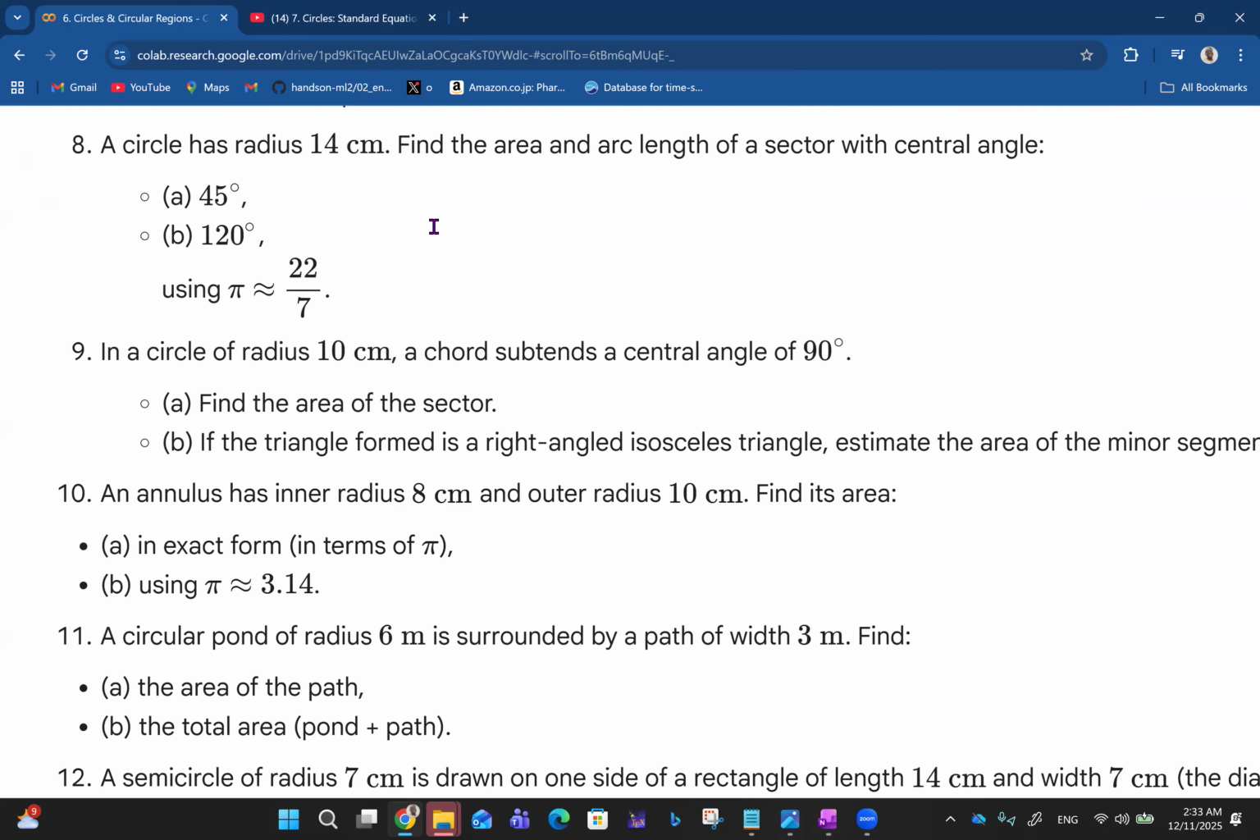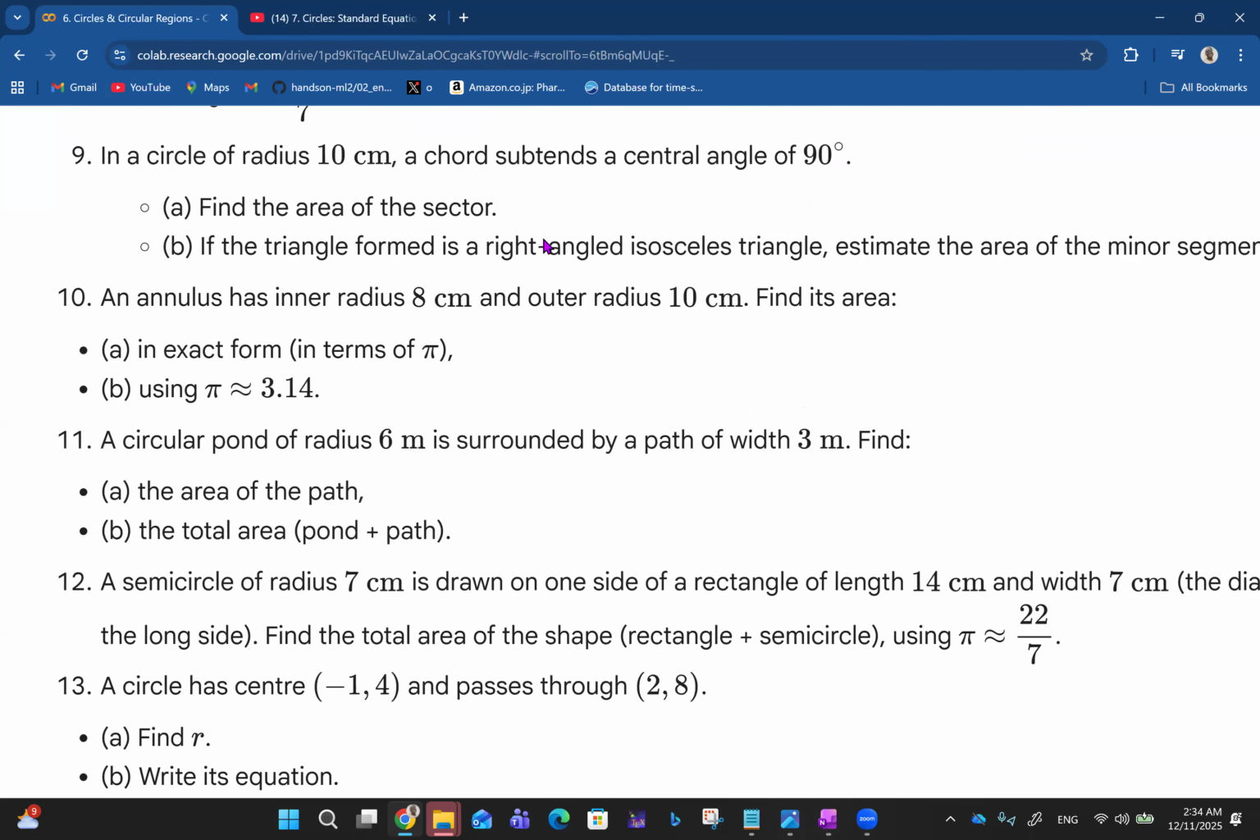A circle has radius 14 cm. Find the area and arc length of a sector with central angle 45 degrees. The area of the sector is 45 over 360 times pi r squared. For the arc length, it is 45 over 360 times 2 pi r. Same for this one: it's 120 over 360 times pi r squared for the area of the sector, and for the arc length, that will be 120 over 360 times 2 pi r. Pi is 22 over 7.